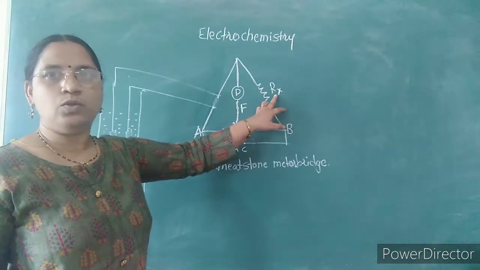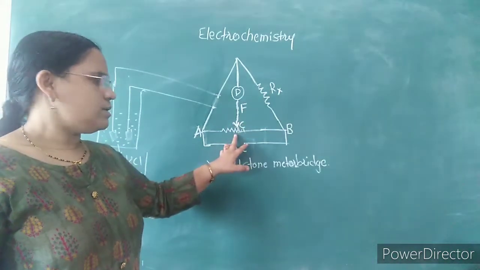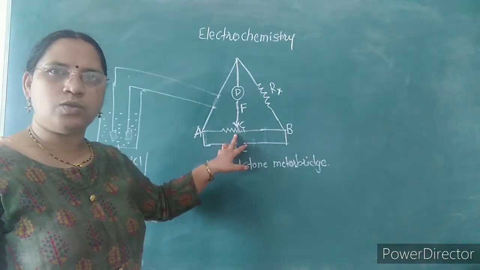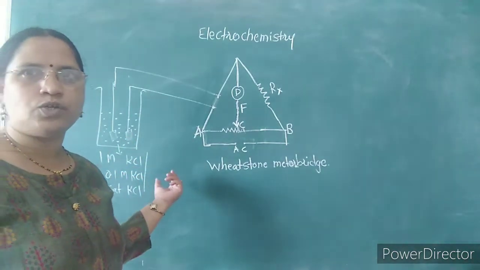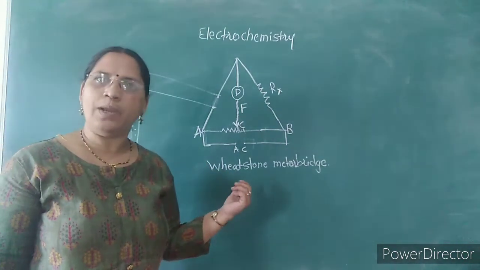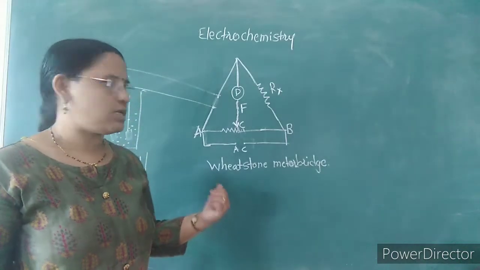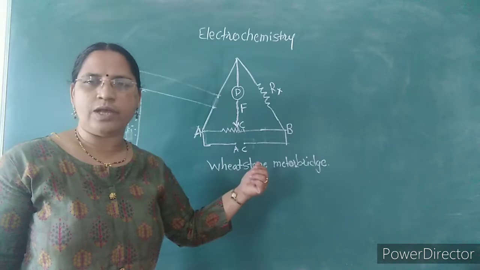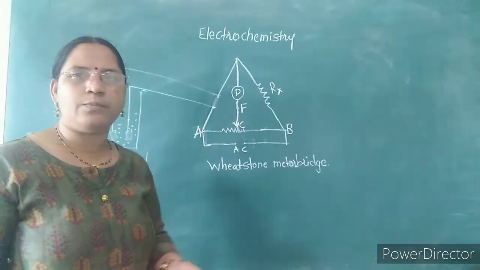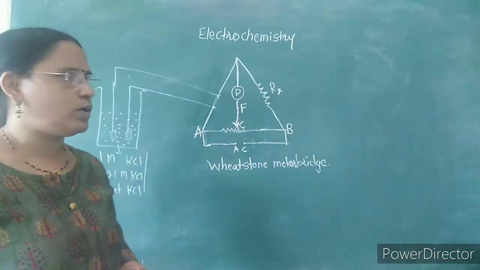RX is called the known variable resistance. This is the resistance for the unknown solution. Here the unknown solution we have considered as a KCl solution, whose resistance is to be measured. So the unknown resistance we have to find out. AC is the alternating current we are using in this one. AC represents the source of alternating current.